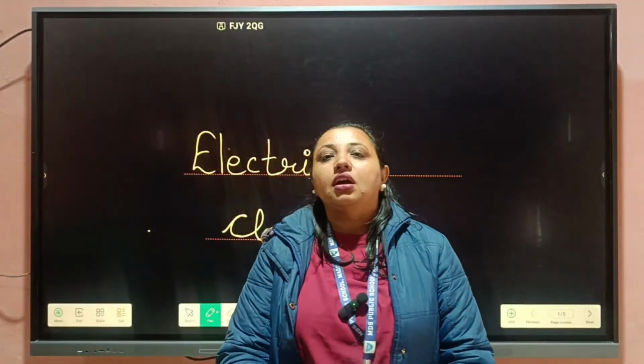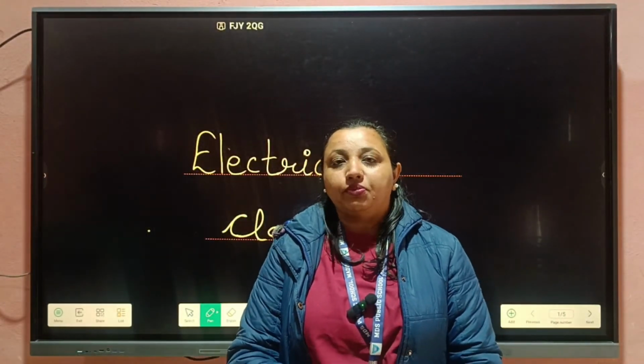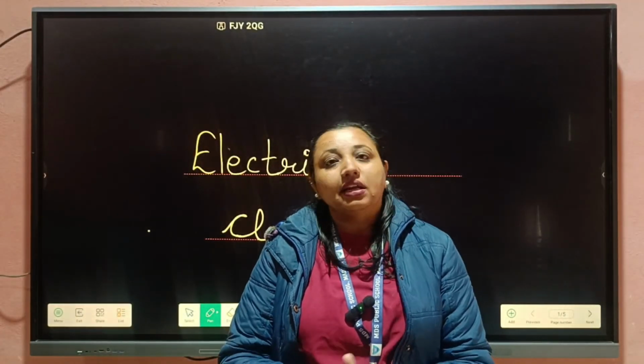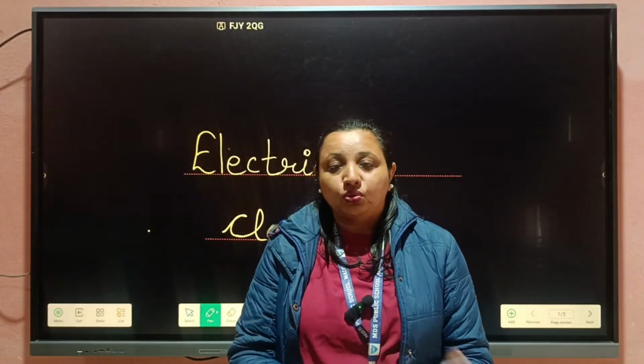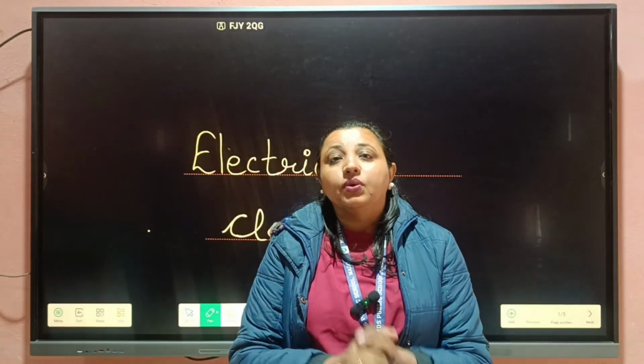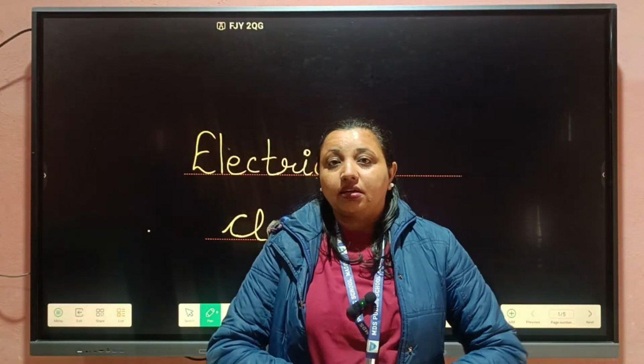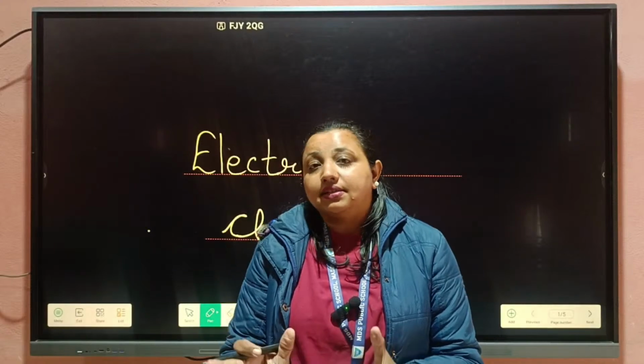Now we are going to start class 10th, the chapter electricity. We have already discussed some points of electricity, that is electric current, how the current flows through a conductor, what are the different types of materials, how we can classify them, what are the different types of current, AC and DC, their advantages, disadvantages, and all these things. We have already discussed in the previous lecture.